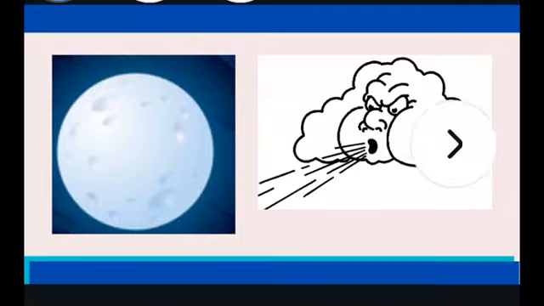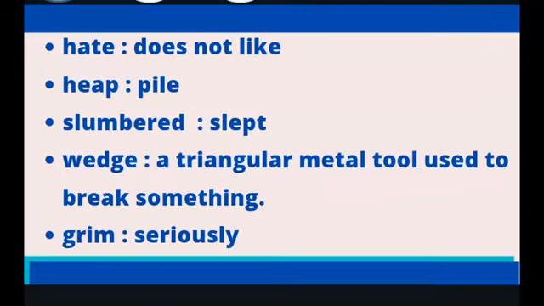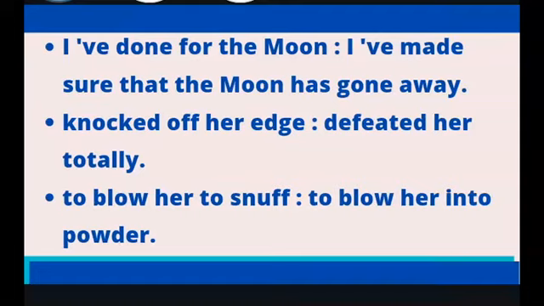So children, that's all for now. What is the meaning of slumbered? Slumbered means slept. Heap is pile. What does this mean, to blow her to snuff? It means to blow her into powder.